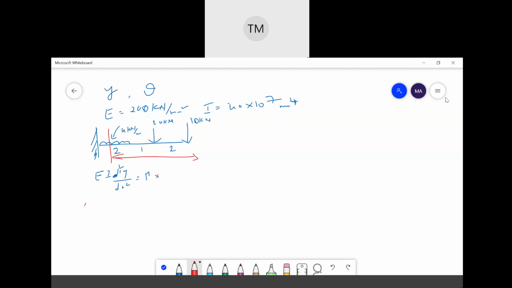So here Mx is minus 10 into x. This total distance is x meters. Then Mx is minus 10 into x minus 20 into x minus 2, where this distance is 2 meters. And then for the UDL, uniformly distributed load, this distance is 3 meters. Is it clear? So 4 into x minus 3 will be the force.